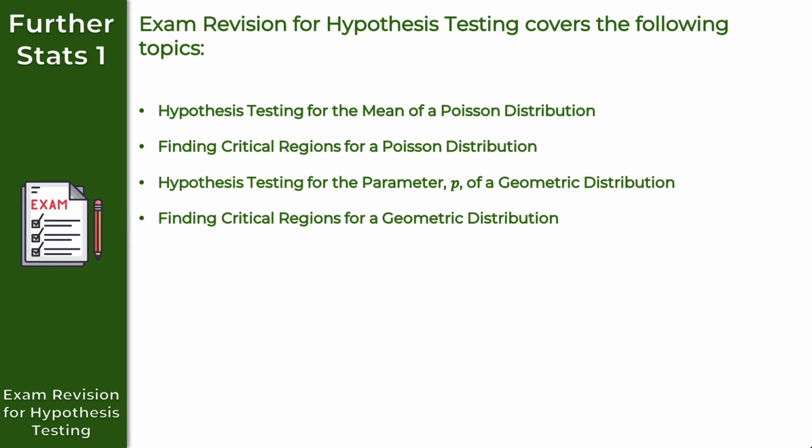So we have hypothesis testing for the mean of a Poisson distribution, as well as finding critical regions for a Poisson distribution. And we also have hypothesis testing for the parameter P of a geometric distribution, as well as finding critical regions for a geometric distribution.